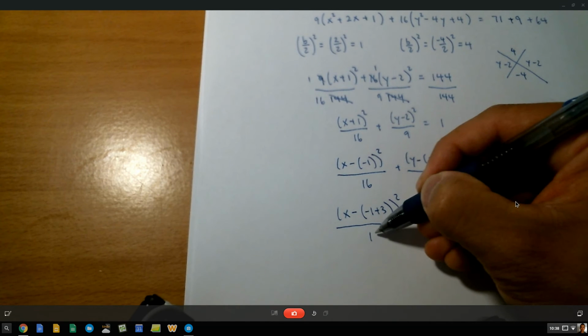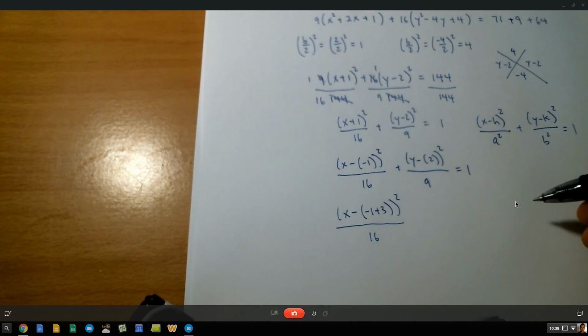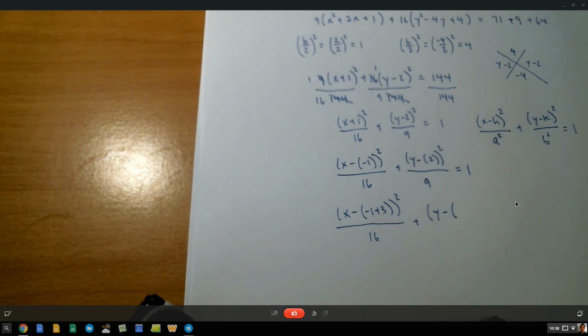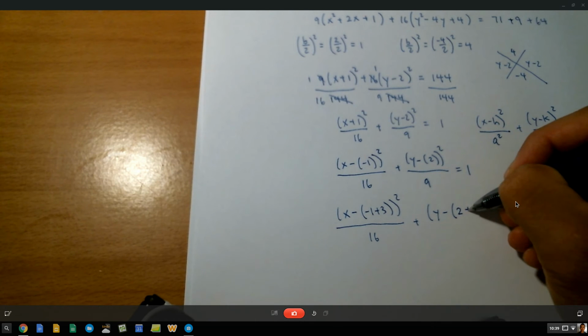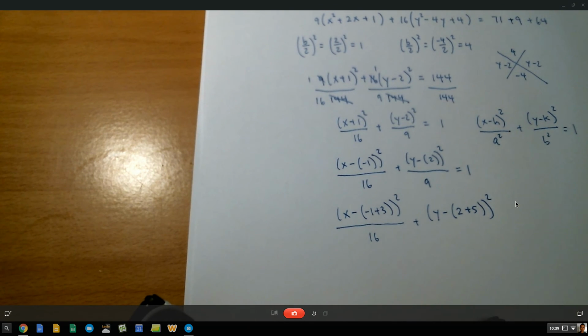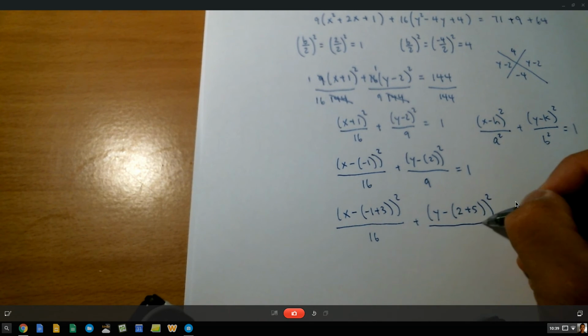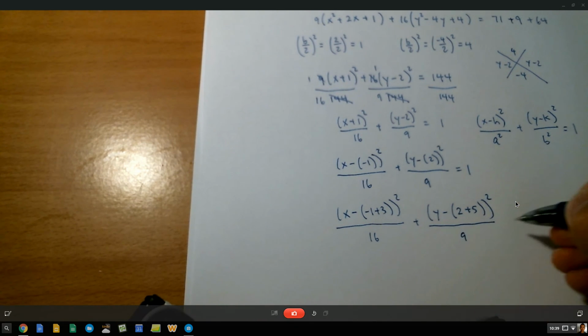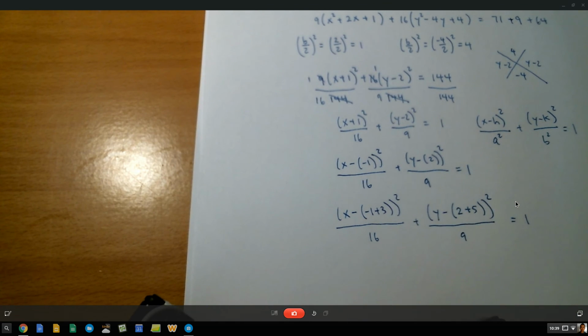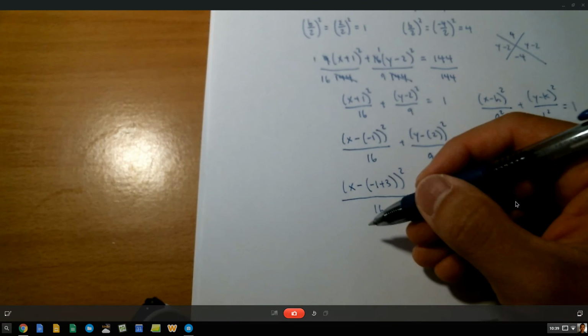All over 16. So 3 units to the right of what we have. Plus y minus this 2, we want to take it 5 units up. So 2, take it 5 units up. Remember, going up is positive. Going right is positive. Over 9, and that's going to give us 1. Okay, now let's do the math on the inside. Negative 1 plus 3 will give you 2.